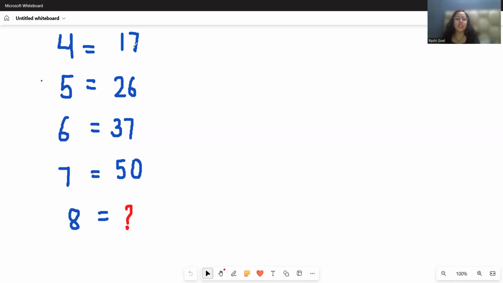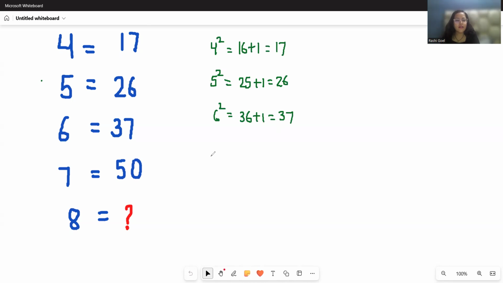4 equals 17. How? We know that the square of 4 is 16, and if I add 1 to this, I get 17. Similarly, 5 squared is 25 plus 1 is 26. 6 squared is 36 plus 1, 37. 7 squared is 49 plus 1, 50. So what is 8? 8 squared is 64 plus 1, 65. So what replaces the question mark?